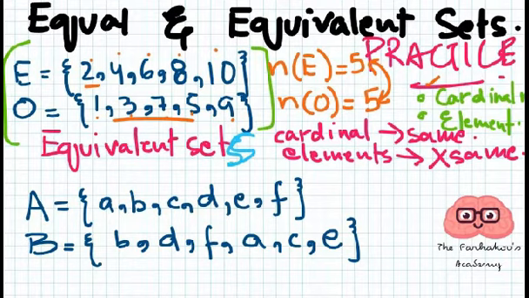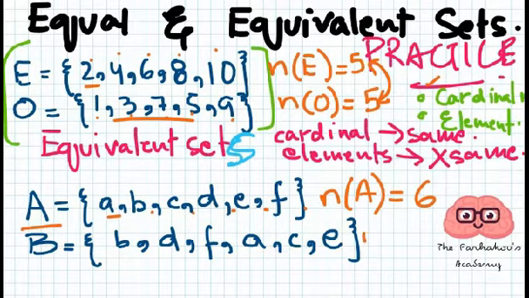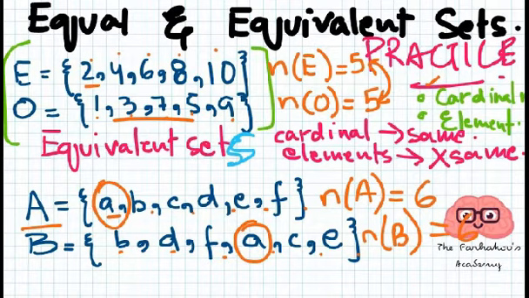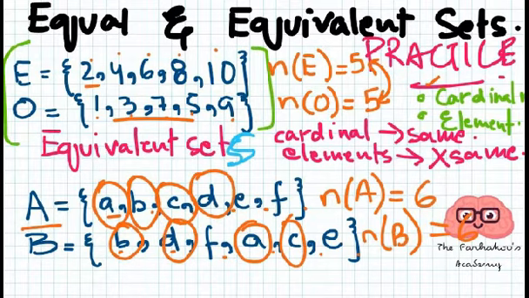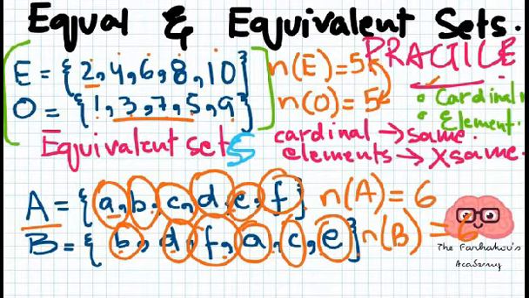Now let's see the second one, which says A equals A, B, C, D, E, F. So here the cardinal number of the set A is 6, and the cardinal number of B, which is B, D, F, A, C, E, is also 6. So the cardinal number is same for both of the sets. Now let's look for the elements, whether they are same or not. So we have A here, B, B, C, C, D, E, E, F, F. So all the elements are same.